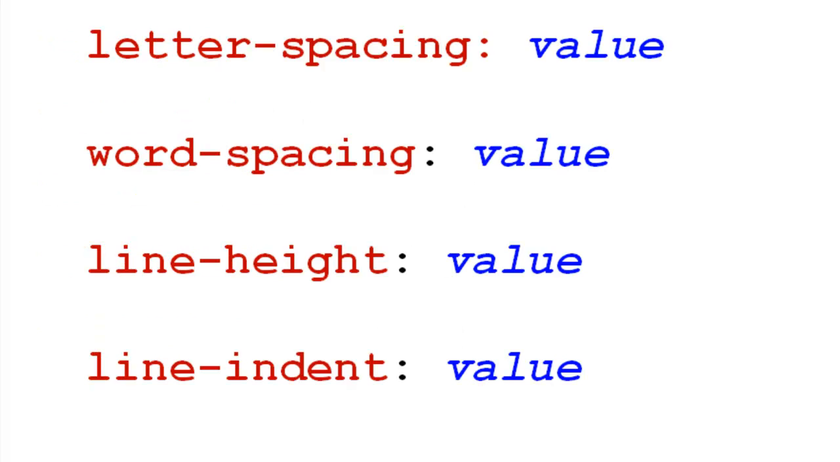Some other common properties that are used when it comes to laying out text: the letter spacing allows us to set a value for the spacing between the letters. And here again, this can be a pixel value, an EM value, etc. Word spacing, we can adjust the spacing between our words. Line height, we can adjust the line height. Line indent, we can adjust an indent for our lines.